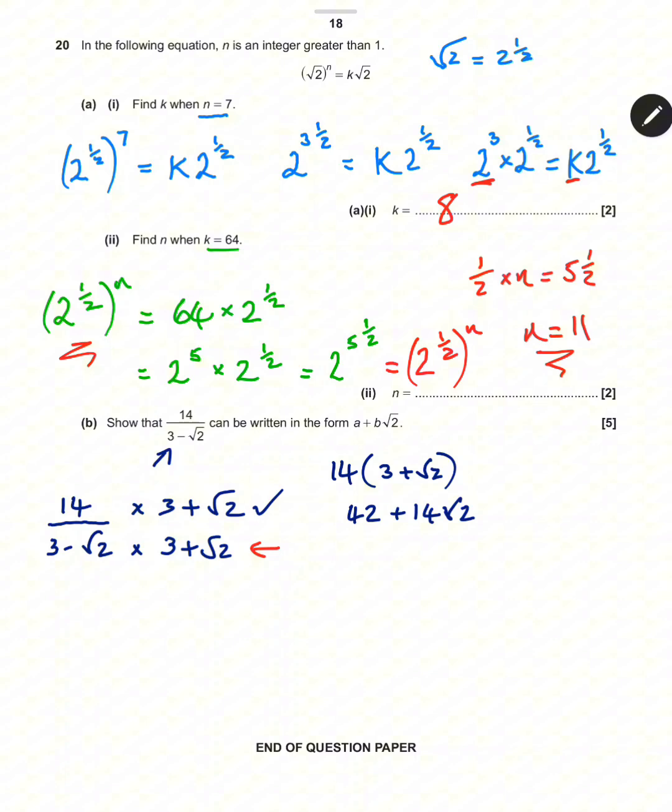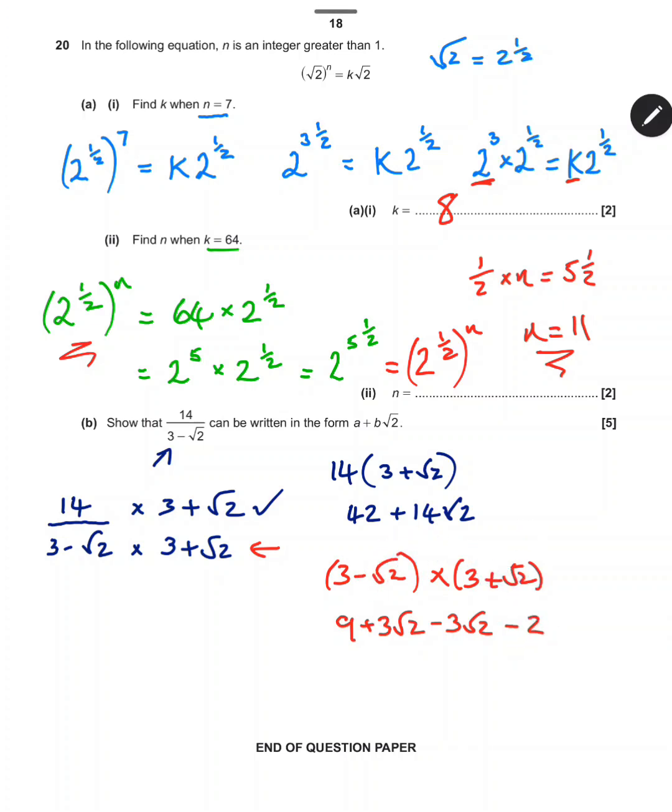For this bottom bit, I'm going to do 3 minus root 2 multiplied by 3 plus root 2. And if we treat these as double brackets, that's what they are. 3 times 3 is 9. 3 times root 2 is 3 root 2s. Negative root 2 times 3 is negative 3 root 2s. And negative root 2 times positive root 2. Well, root 2 times root 2 is 2. We've got a negative times a positive, so that'll be minus 2.